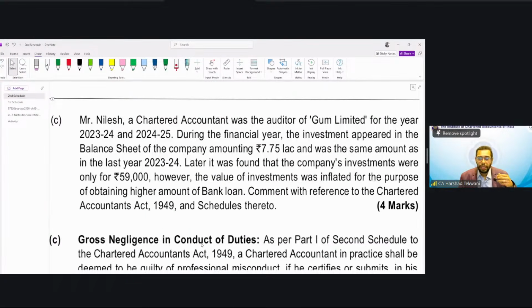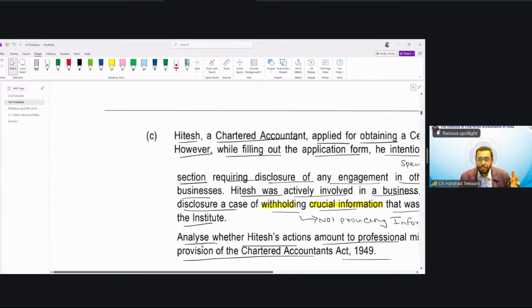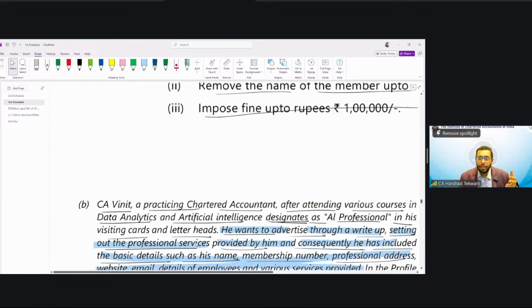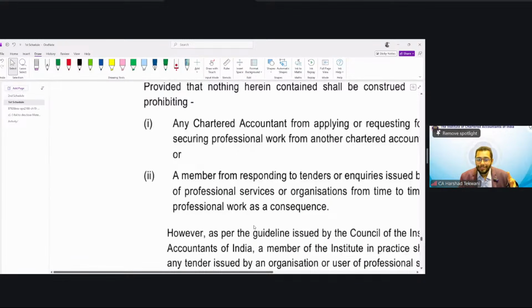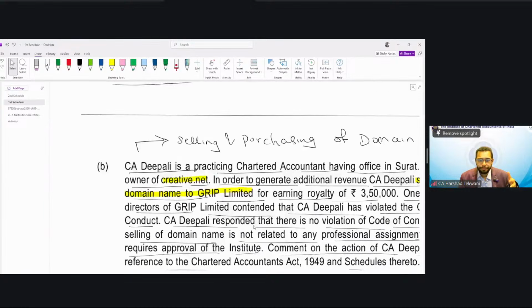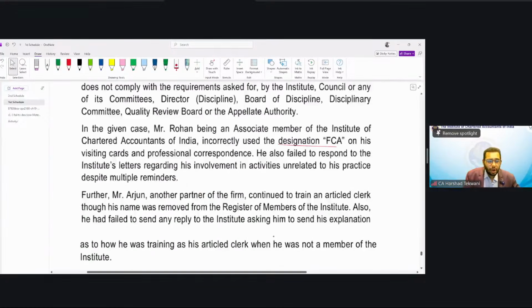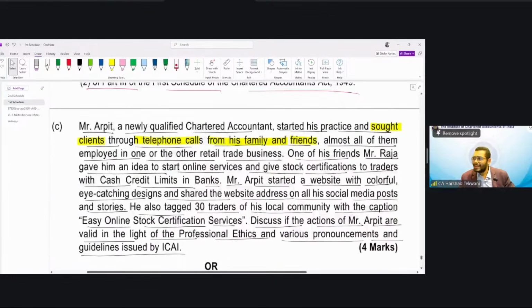as a result, the chartered accountant who has just started the practice is basically trying to solicit work. In that case, he will be violating the provisions of clause 6. So as of now, we have identified that clause 6 will be applicable over here. Perfectly fine. What else is given in the question?